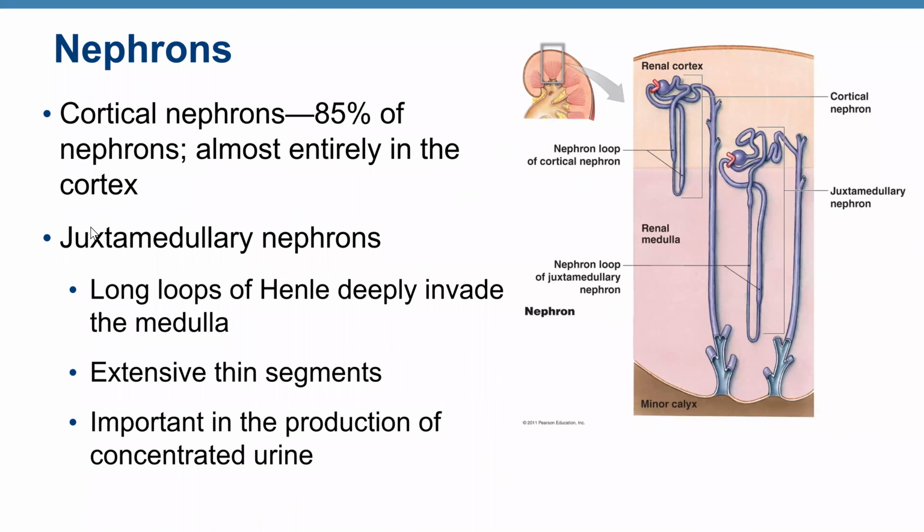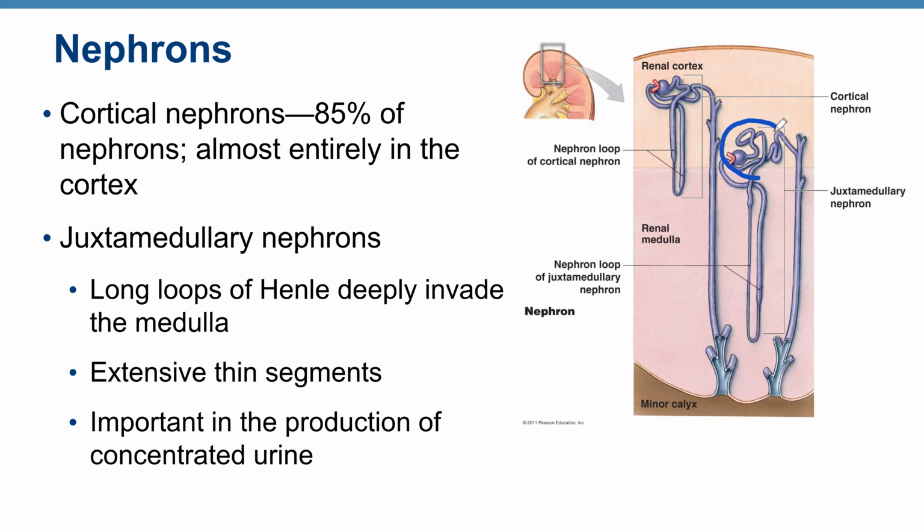Now, when we look at nephrons, we have two types: cortical nephrons and juxtamedullary nephrons. Most nephrons are cortical, 85%, almost entirely in the cortex. So if you look at this diagram here, cortex on top and medulla on the bottom, for example, this nephron is almost entirely inside the cortex. But look at this nephron.